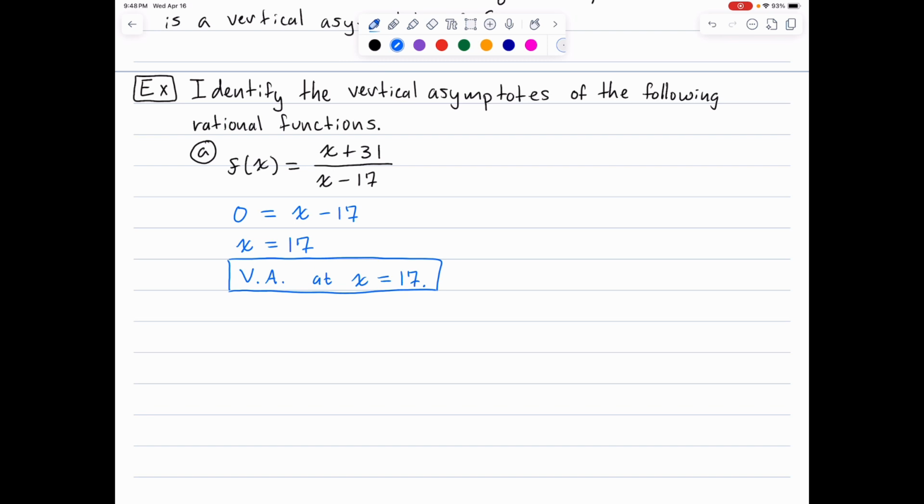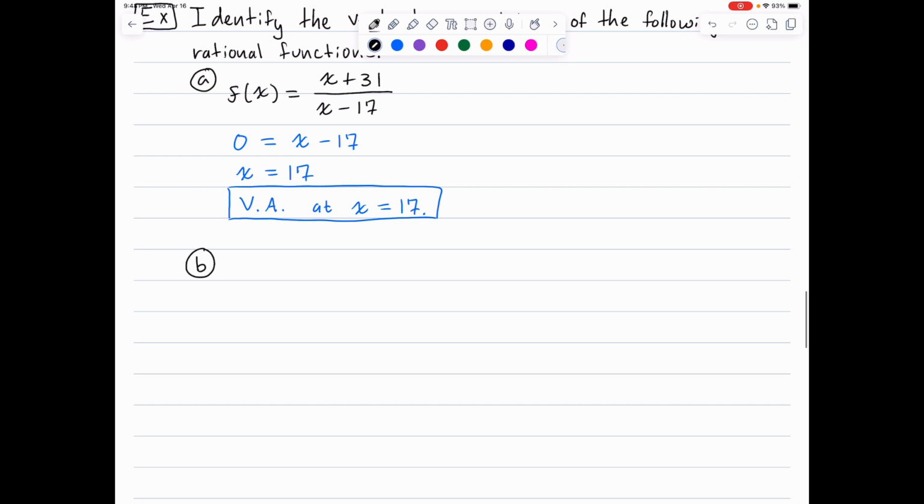Let's move on to part B. This is g of x equals x minus 2 over x to the third minus 7x squared minus 9x plus 63.